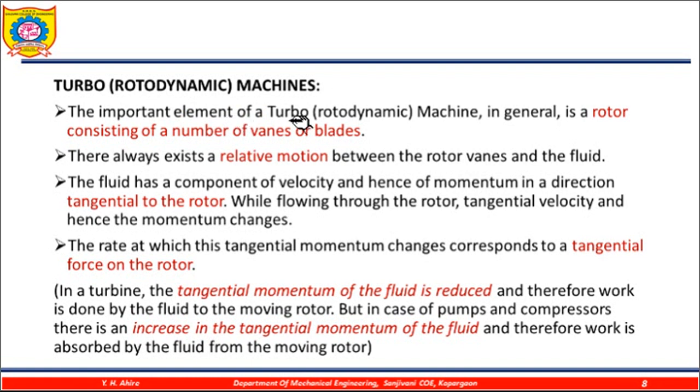The important element of a turbo machine in general is a rotor consisting of a number of vanes or blades. So in all turbo machines we have a common element known as a rotor, which has a number of vanes or blades provided on its periphery. That's why it is called a rotodynamic machine. There always exists a relative motion between the rotor vanes and the fluid passing through the turbo machine.